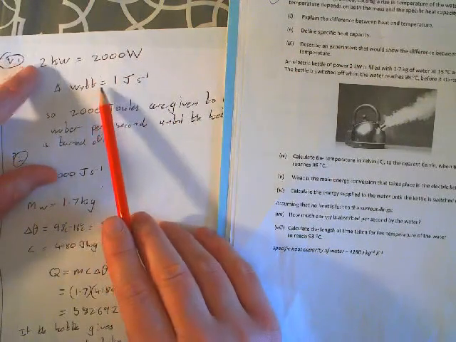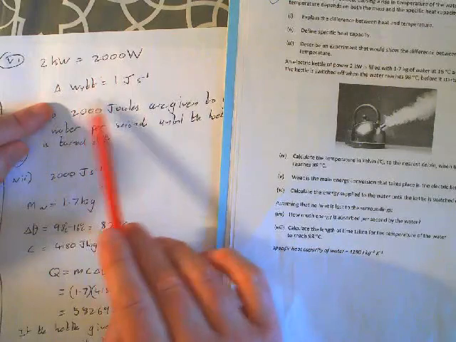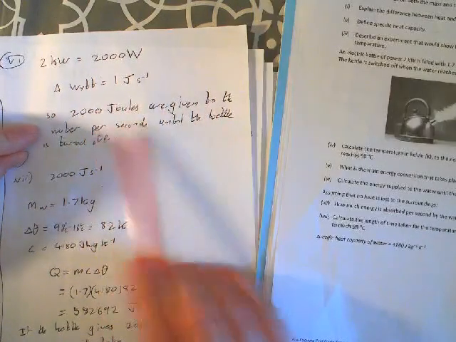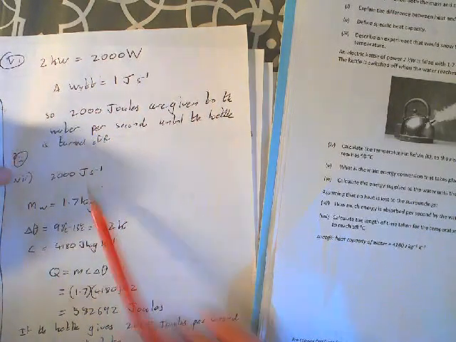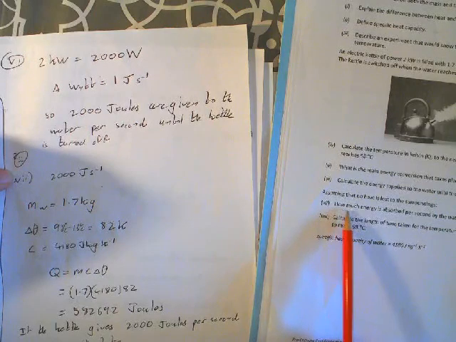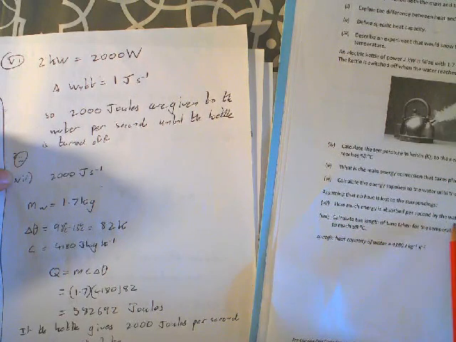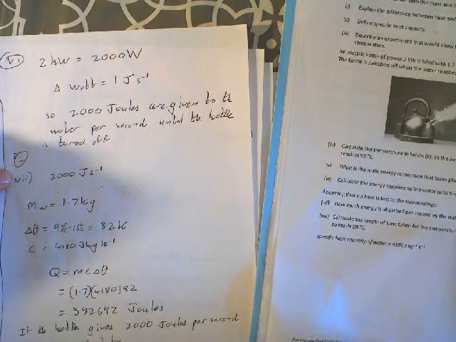Bit confused what they mean here for this next bit. What is the calculate the energy supplied to the water until the kettle is switched off? All I can think of here is how they mean is energy per second. So 2 kilowatts is 2,000 watts, which is 1 joule per second. So 2,000 joules are given to the water per second until the heat is turned off.